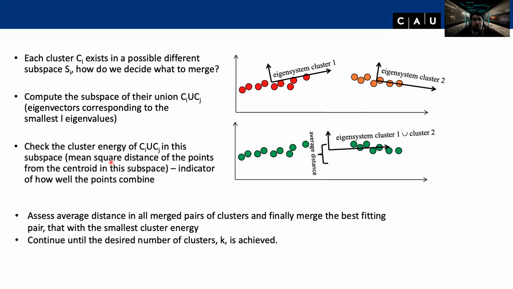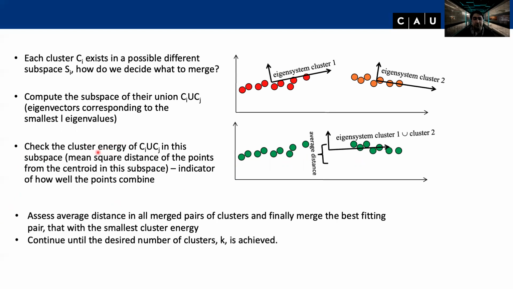Then we check the so-called cluster energy of Ci union with Cj in this subspace. This is one of the fancy terms which, in my personal opinion, nothing more, is used way too often in different contexts. Something like energy, you know, mostly from the context of physics or chemistry probably, but not in computer science necessarily.